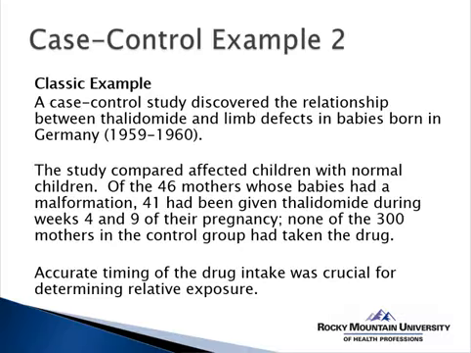If you thought thalidomide was the problem, you would not give thalidomide to new mothers and see if it actually confirmed that limb defects occurred. That would be horribly ethically wrong. What you do instead is you look at the mothers whose babies had malformation and you compare them to mothers who did not have babies with malformation. And what they found here is of 46 mothers who had malformation, 41 had been given thalidomide during weeks 4 and 9 of their pregnancy. None of the 300 mothers in the control group had taken the drug.